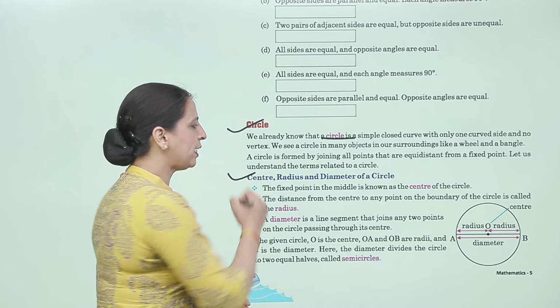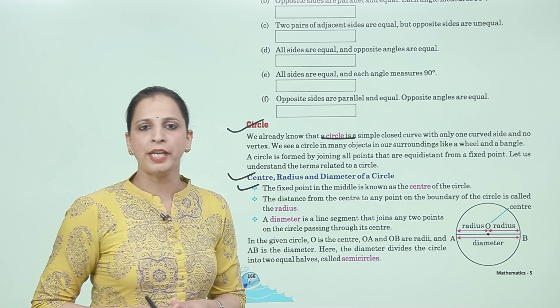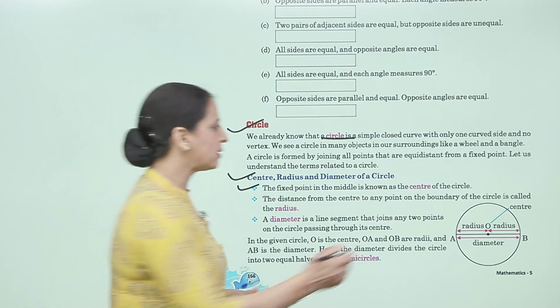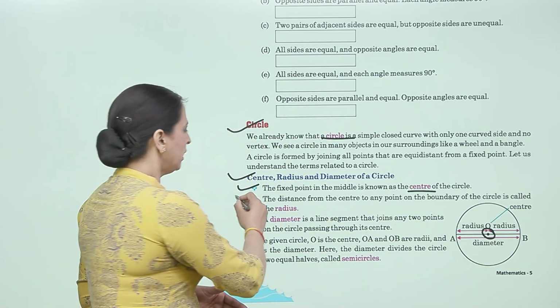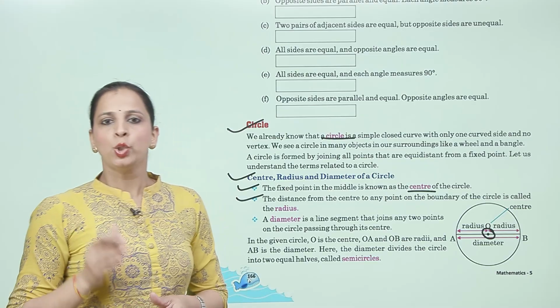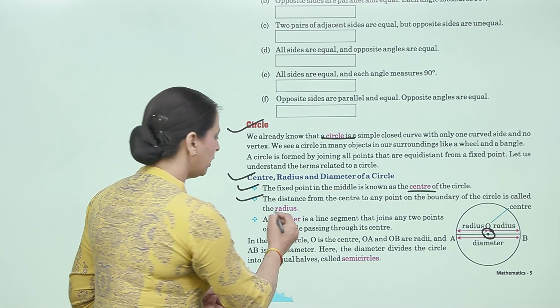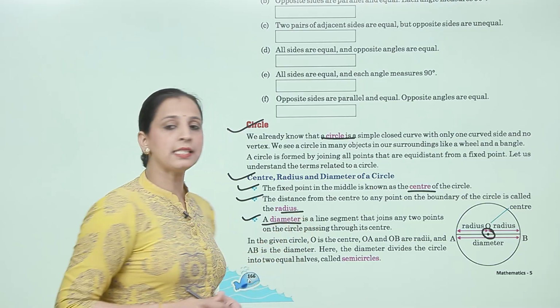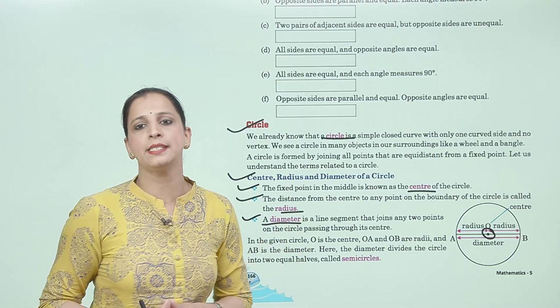Now, center, radius and diameter of a circle. Now, first is the fixed point in the middle is known as the center of the circle. Now, the distance from the center to any point on the boundary of the circle is called the radius. A diameter is the line segment that joins any two points on the circle passing through its center.